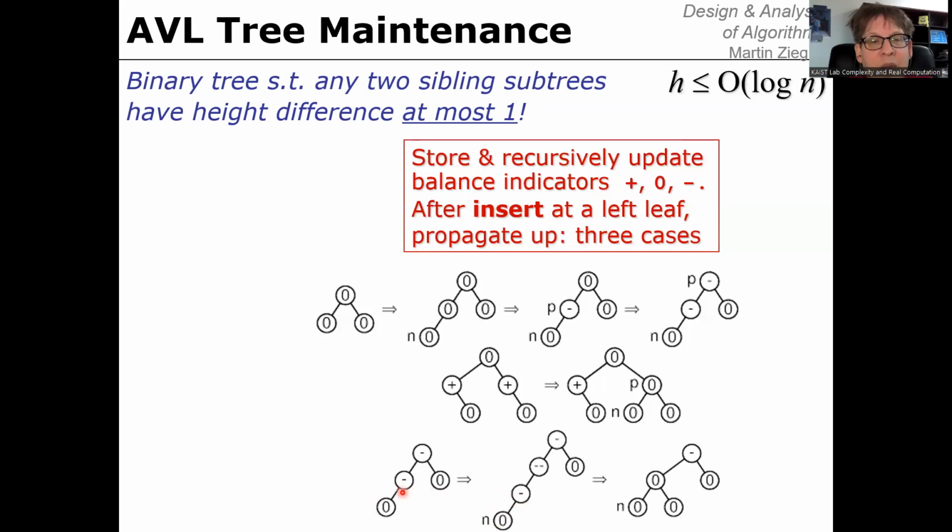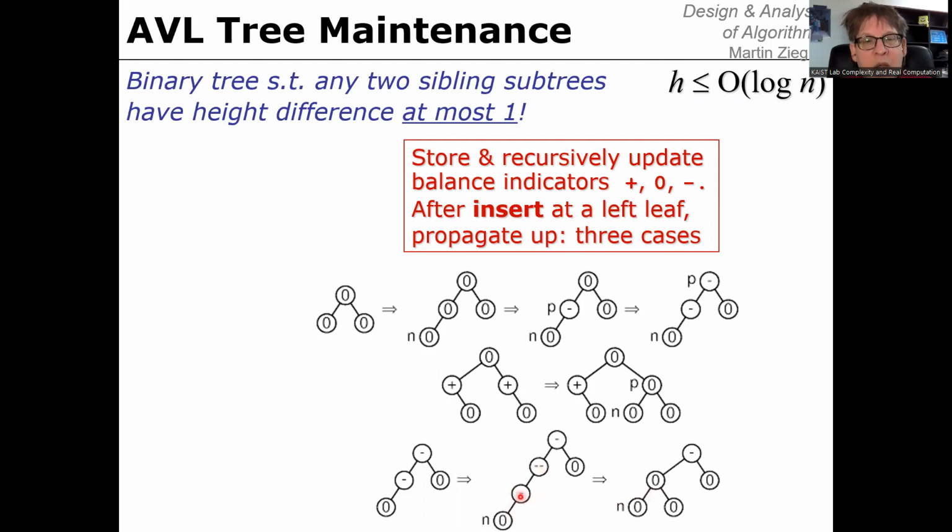Then moving further up, balance indicator minus becomes a double minus. And now recall that a double minus is prohibited. Double minus indicates that the height difference is actually 2 rather than at most 1. So now we need to do some repairing, some maintenance. And the maintenance, which we'll discuss in a few minutes, will actually rebalance these three nodes to make them balanced.